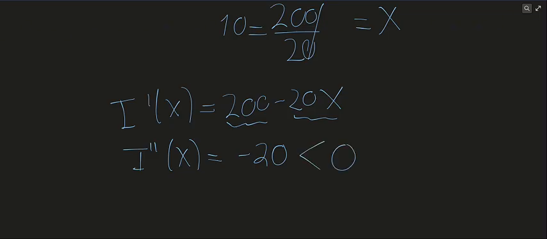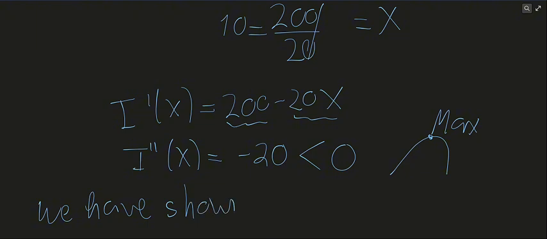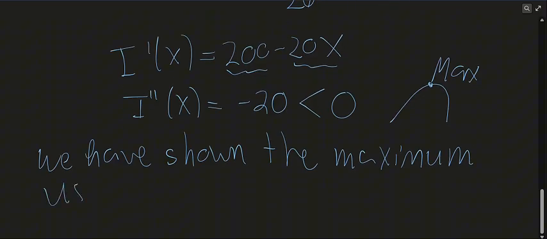If the second derivative is negative, the original function, big I of x, for income, is going to be a frowny function, not a smiley function. It's concave down, meaning it looks like this. So we have indeed found the maximum, because a frowny function's vertex can only be a maximum. So we have shown the maximum using the second derivative.